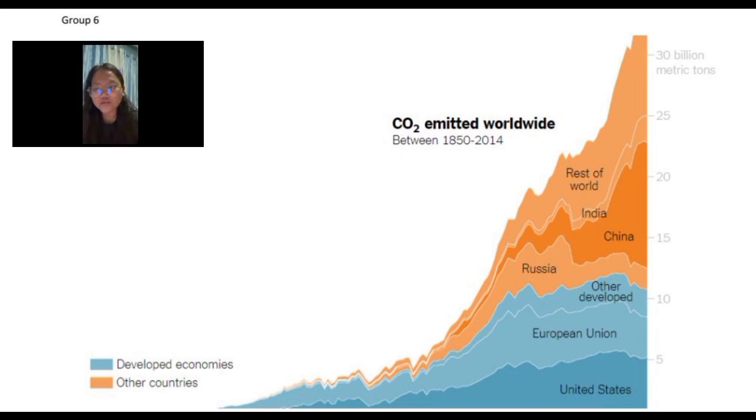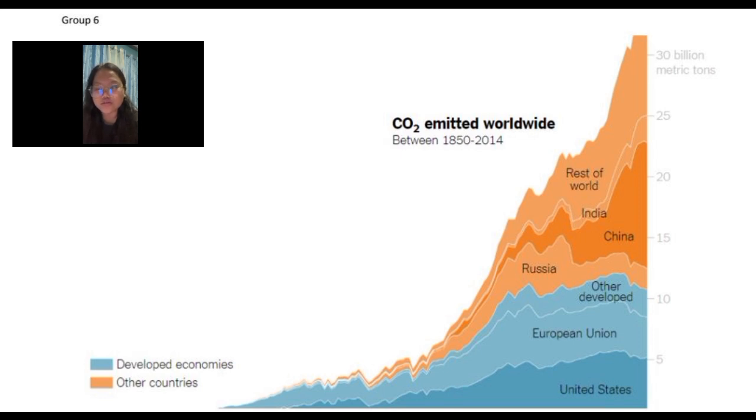The graph also shows that developed economies, especially the United States and the European Union, were the earliest and largest contributors to CO2 emissions. Their emissions rise steadily and remain significant throughout much of the time. This reflects their early industrialization and high levels of production and consumption.